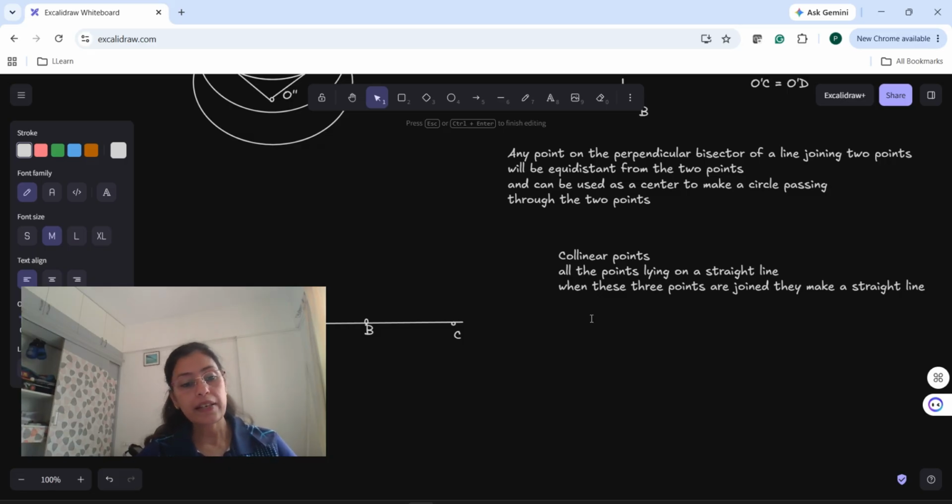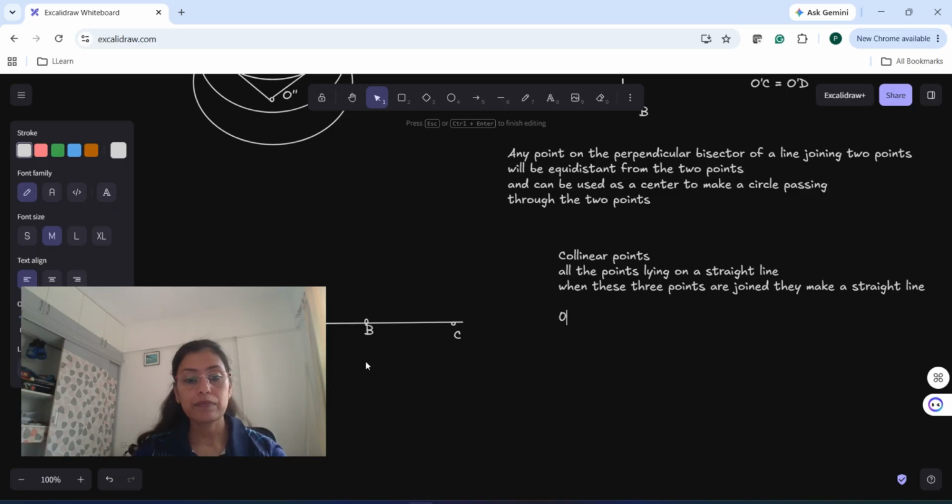Now, how many circles can you make out of these 3 points? Basically, what I'm saying is you need to make a circle in such a way that all these 3 points A, B, C are lying on the circumference of the circle, or are lying on the circle basically. Can you make? How many can you make? Answer is 0. Why can't you make one?